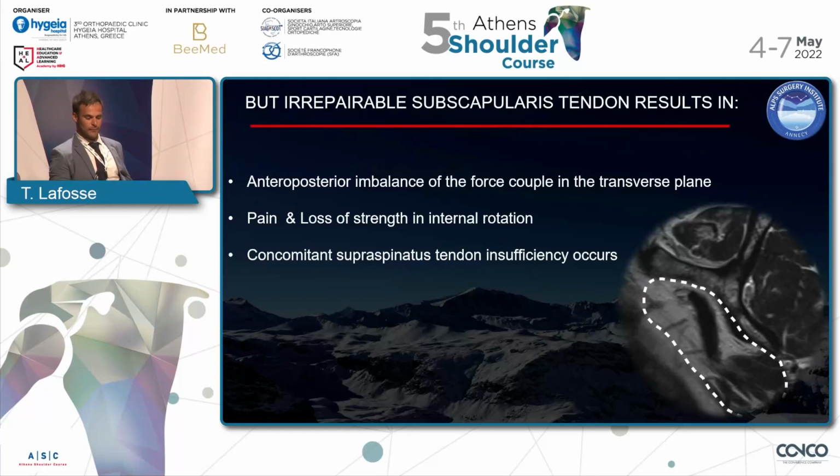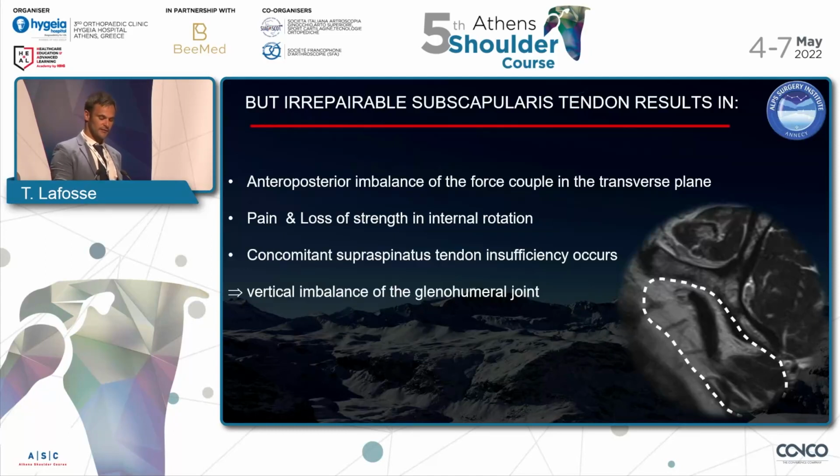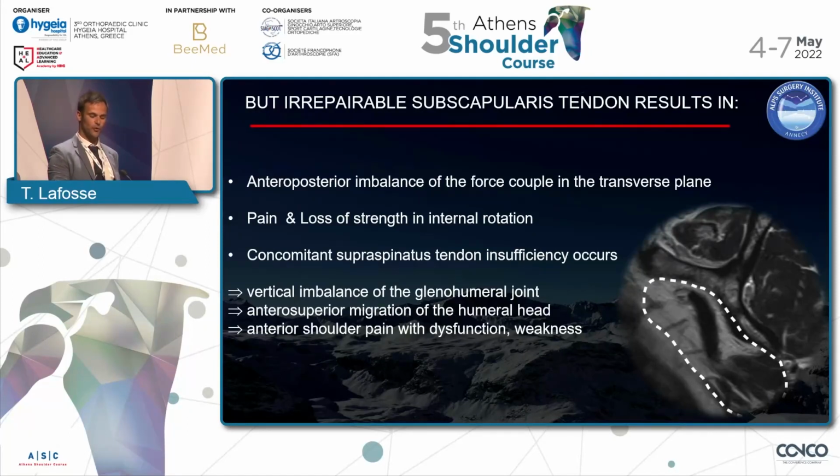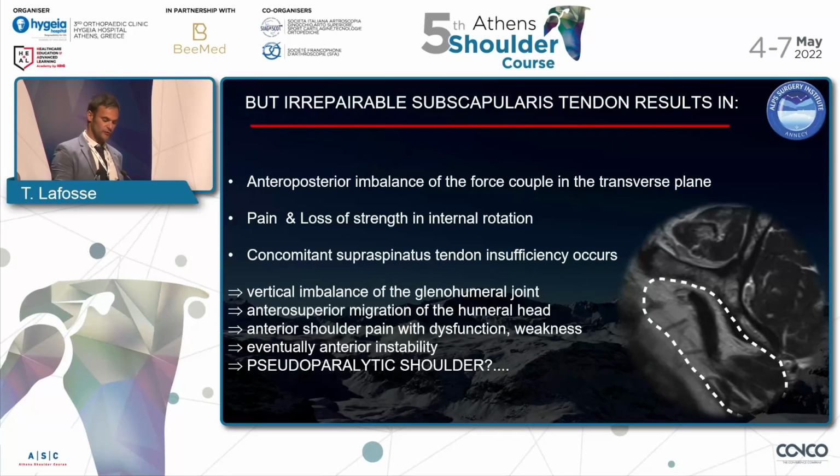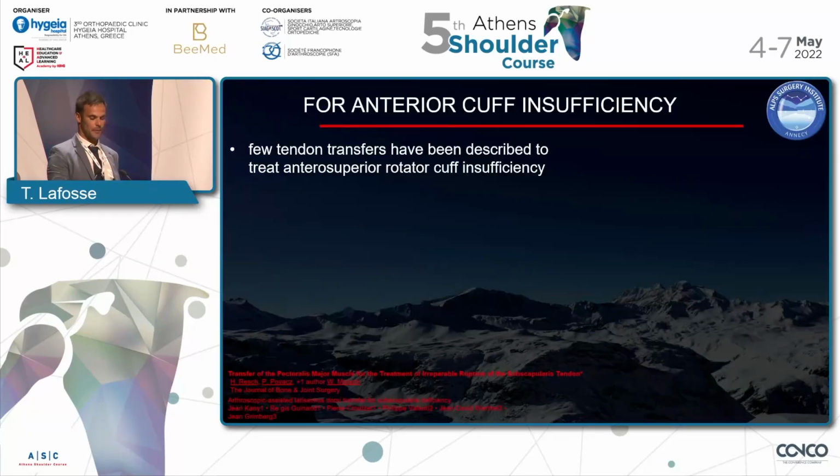What do irreparable subscapularis tendon tears result in? Anterior posterior imbalance of the force couple in the transverse plane, pain and loss of strength in internal rotation. And when a concomitant supraspinatus tendon deficiency occurs, then there's vertical imbalance of the glenohumeral joint and anterior superior migration of the humeral head, anterior shoulder pain with dysfunction, weakness, anterior instability, and leading to a pseudoparalytic shoulder in the end.